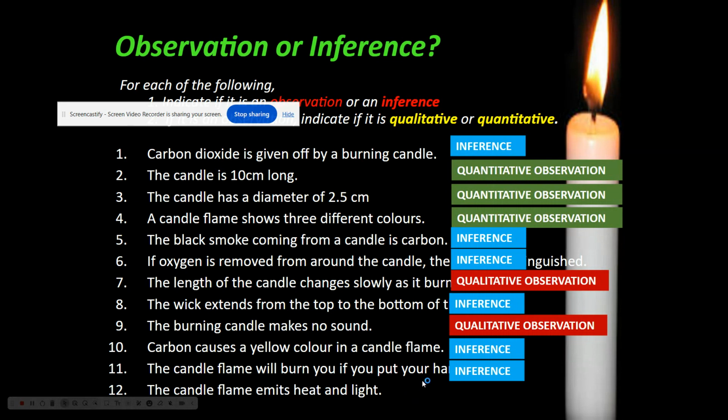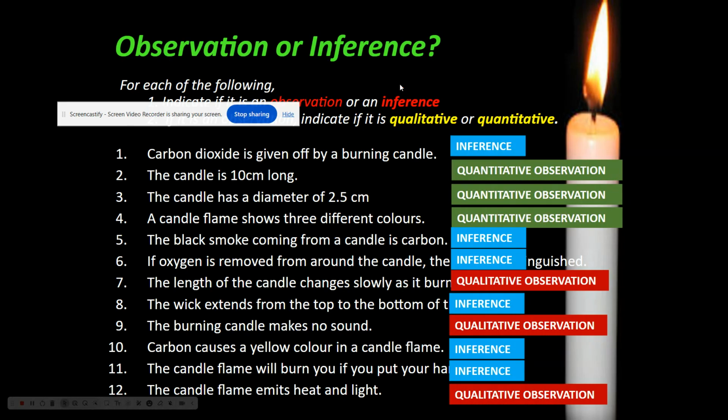The candle flame will burn if you put your hand on it. So again, if you haven't done that, it's still an inference at this point. The candle emits heat and light. That's a qualitative observation. So you can try those practice problems out. The trick is just trying to understand what part of the statement to focus on. If ever you're unsure, you can always ask your teacher or double check the answer keys to see what was focused on in those particular problems there.